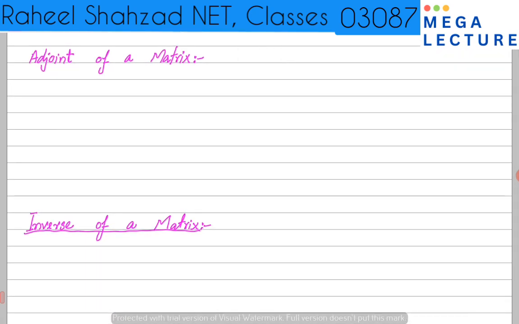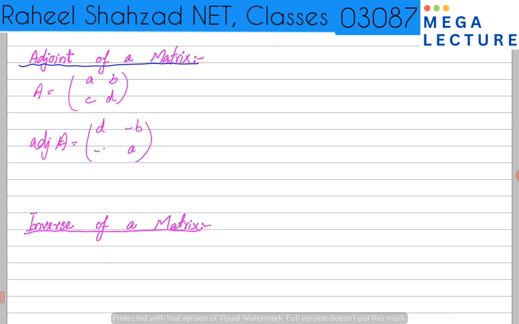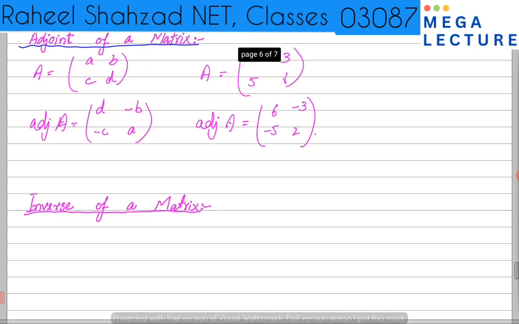The second thing we should know in this chapter is the adjoint of a matrix. If A is a matrix [a, b; c, d], then the adjoint of A is going to be: you replace the first and last entries, a and d, and you change the signs of the second and third entries. For example, if I have a matrix A = [2, 3; 5, 6], then the adjoint of A is going to be [6, -3; -5, 2]. I hope it's clear. It's a very basic and easy concept.